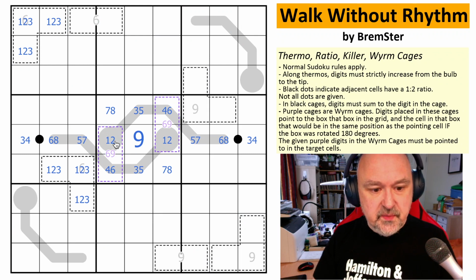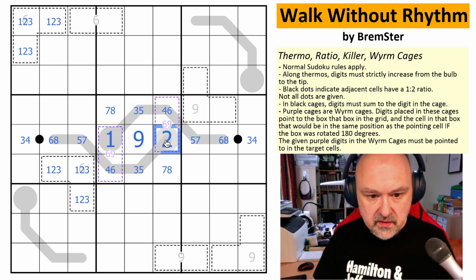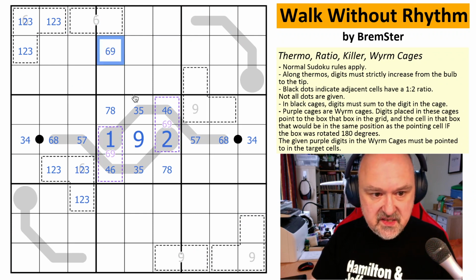So we need to put a 6 or a 9 where this points. But if we use this as a 1, this is going to point to this cell, which can't be a 6 or a 9. So this has to be the 2, this has to be a 1. This points to that cell, so that has to be a 6 or a 9. That points to that cell, which has to be a 6 or a 9.